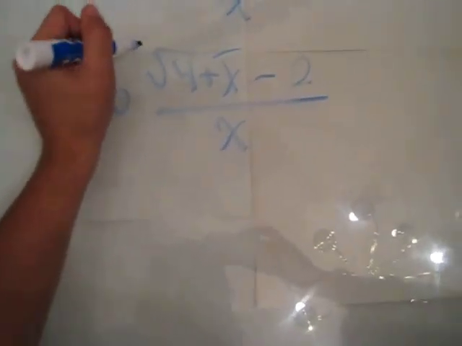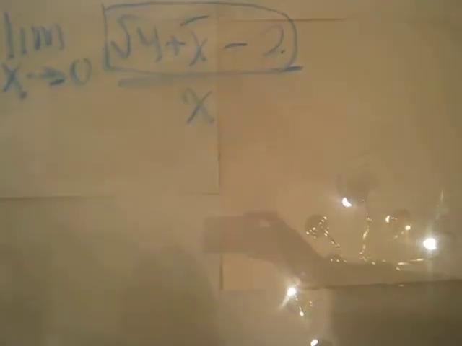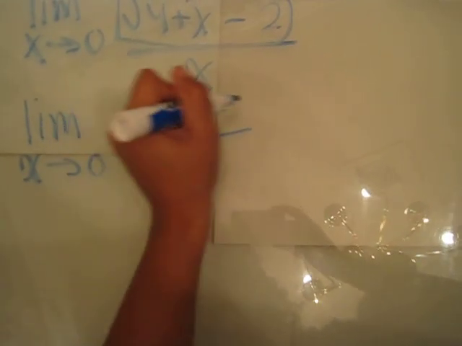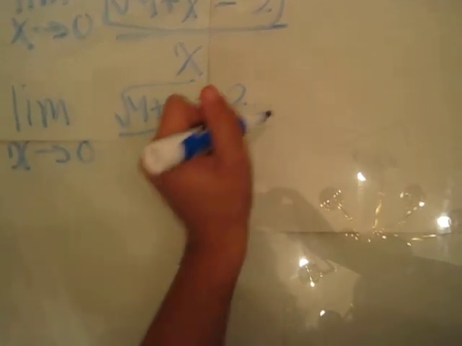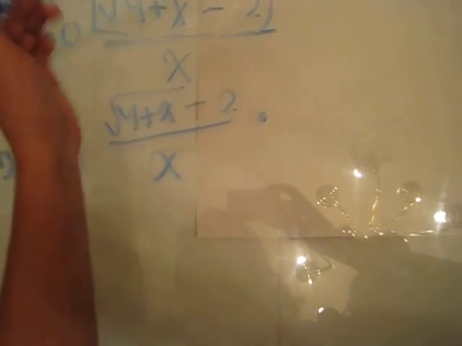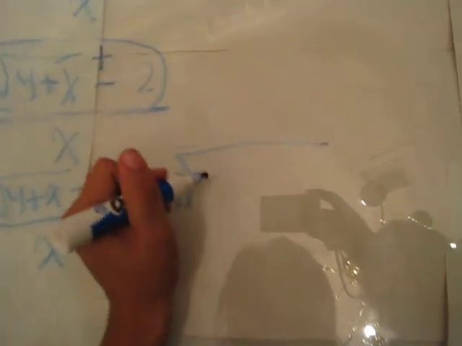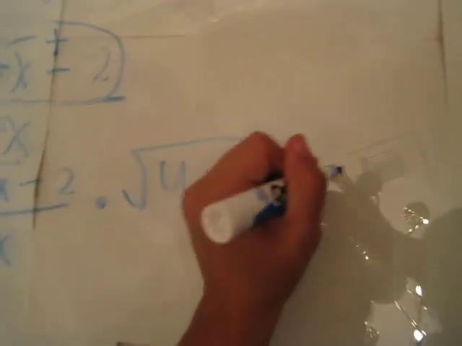In this section right here in the numerator, we see a conjugate. So the rule for this is that you can multiply this fraction, the square root of 4 plus x minus 2, all over x, times this, but change the sign to a plus. So you multiply the square root of 4 plus x plus 2, divided by the square root of 4 plus x plus 2.